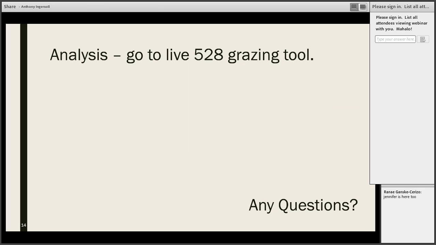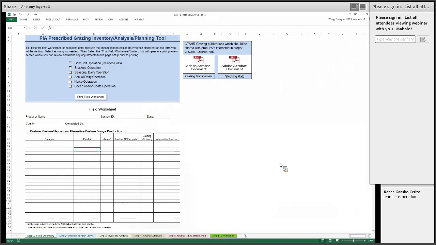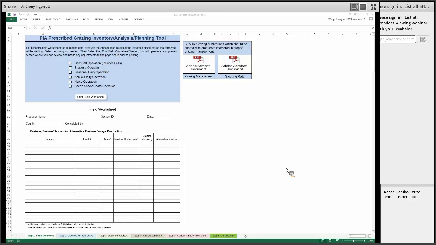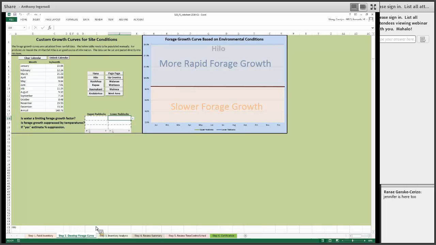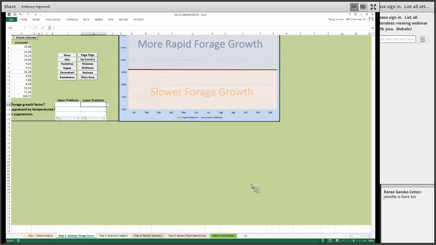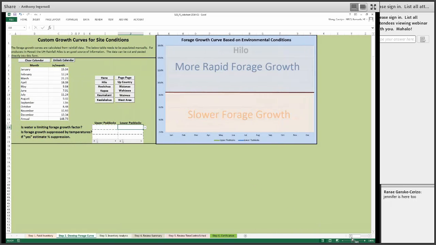Okay, we're going to go to the 528 grazing tool, and then we're going to stop and answer any questions. Okay, so I've opened the PI grazing tool. I hope you can see it. And I'm going to go to the second tab, which is going to help me to develop a forage curve. I'm going to try and make this a little bit bigger and hopefully get it to where you guys can see it good.